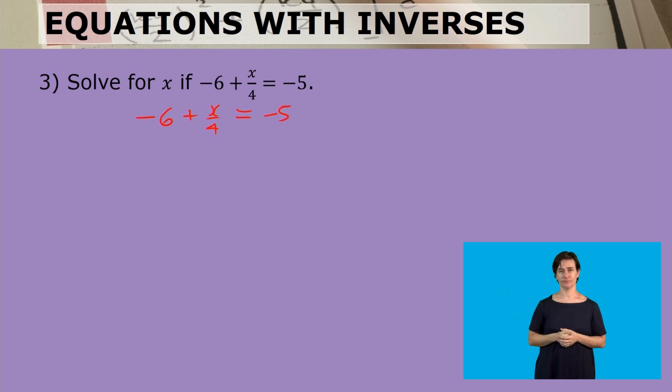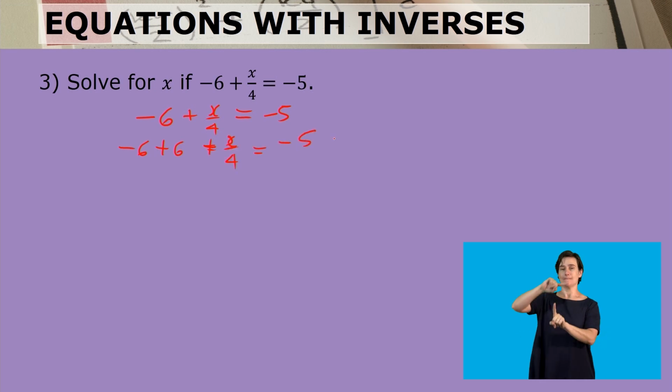Now we have two terms on the left and one term on the right. Let's deal first with negative 6 so that we remain with x, so that we're able to resolve x. So we need an additive inverse of negative 6. So it would be negative 6 plus 6, plus x divided by 4, equals negative 5 plus 6. We added 6 on both sides, and negative 6 plus 6 gives us 0.